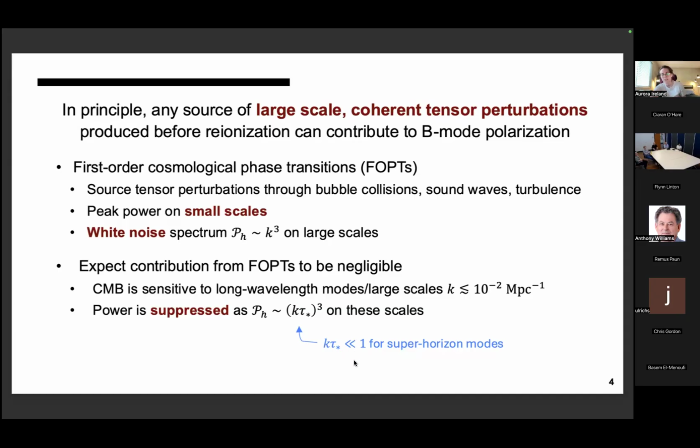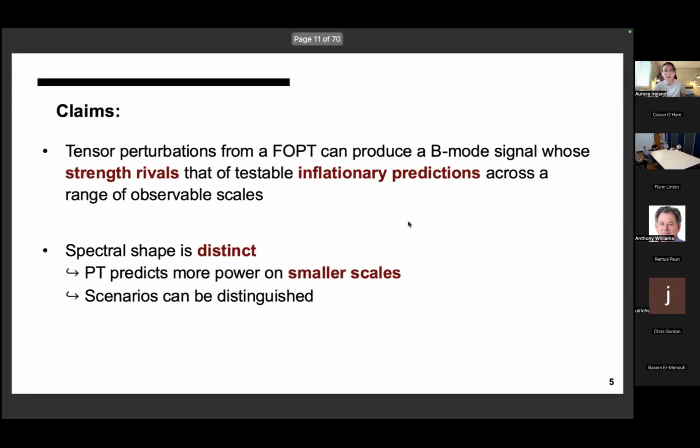And for these, this quantity k tau star is much less than one. So your power in the tail, which is going to be the thing that's contributing to the B-mode polarization, is going to be very suppressed. And we'll see this more explicitly later in formulas. This is just kind of schematic at this point.